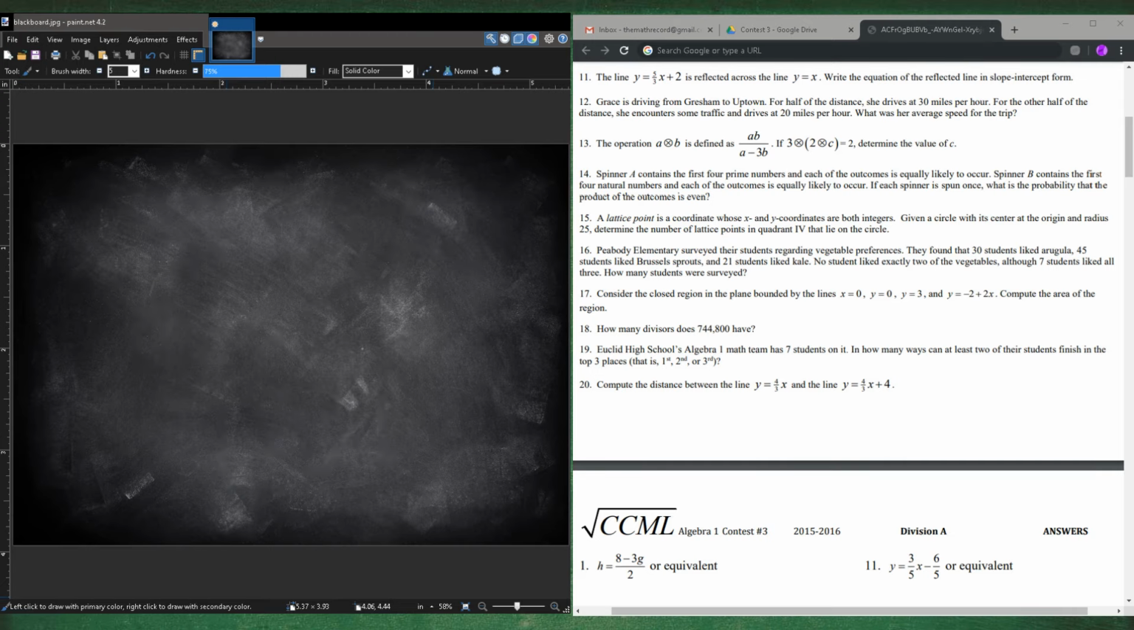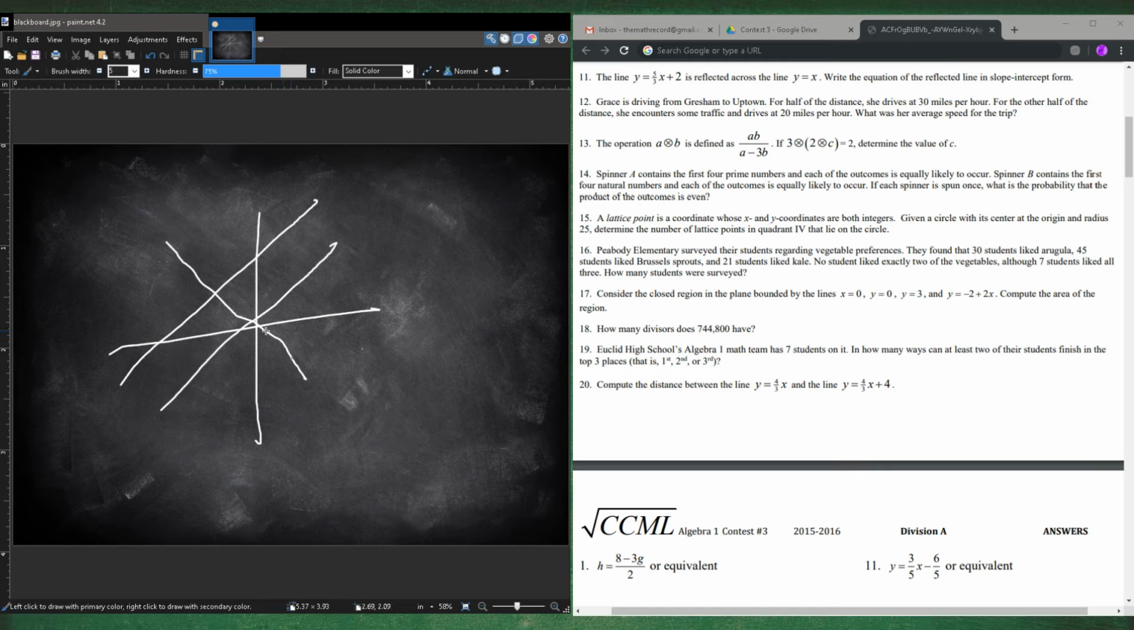Question 20. Compute the distance between the line y equals 4/3 x and y equals 4/3 x plus 4. So basically what you're going to do is you have a line like this, and a line like this. You're just going to have to find a perpendicular line, because if you find the perpendicular line, you're going to find this point right here, and this point right here. And then you just find the distance between the 2 points, and you get the distance, basically. Because that's the shortest line.